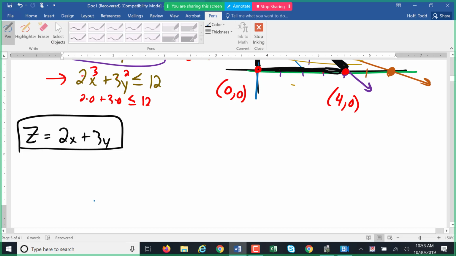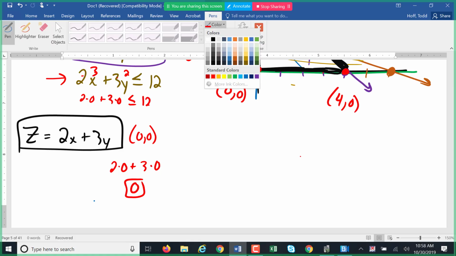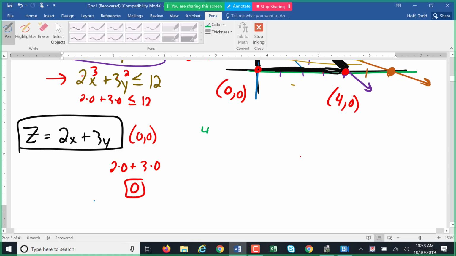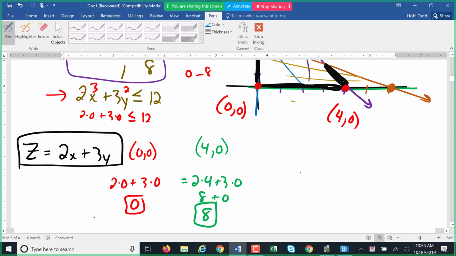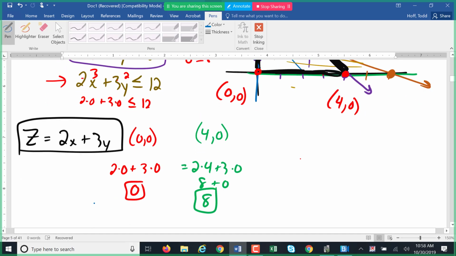So I'm going to test 0, 0. Well, 2 times 0 plus 3 times 0, that just gives us 0. That's definitely a minimum, not a maximum. Let's test 4, 0. 2 times 4 plus 3 times 0. 2 times 4 is 8 plus 0 is 8. Well, it's better than the 0. We're better than the first point. Our third point is the 3, 2 over here. Let's test that.